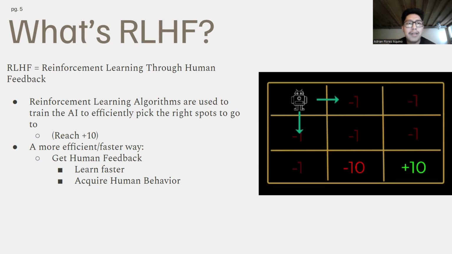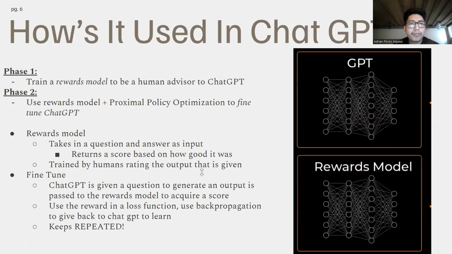So with human interaction, human feedback, you could tell the bot, okay, just go down, right, right, down, right, and the bot would actually listen to the human and improve its steps through the human feedback, which is a lot faster. Like it says right here, learn faster, and it actually acquires human behavior.